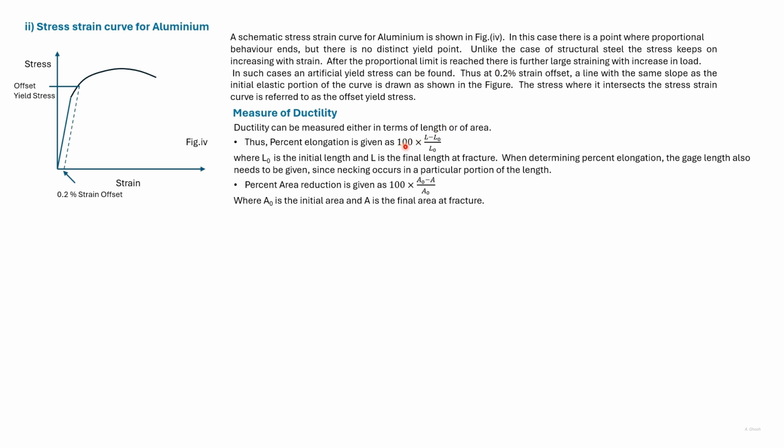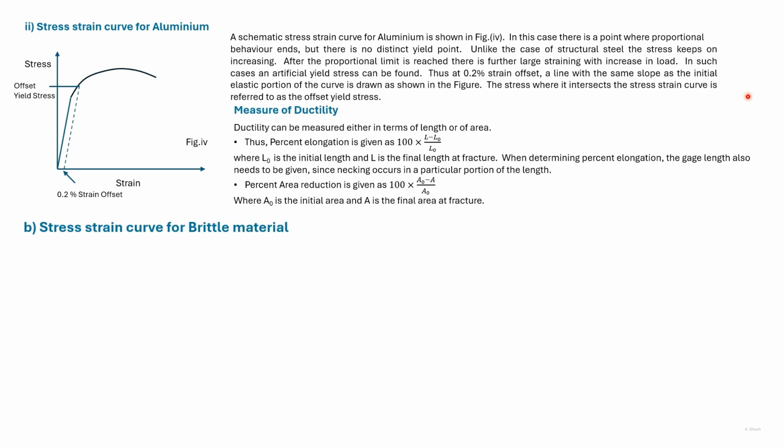So the measure is given as a percentage. Now consider A0 as the original cross-section and A as the cross-section at fracture. Then ductility using area is given as (A0 minus A) divided by A0, into 100. So again, the ductility here is given as a percentage.